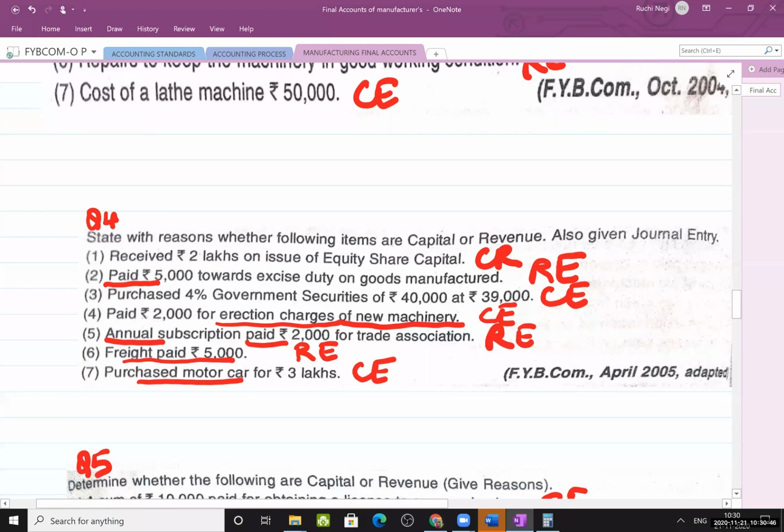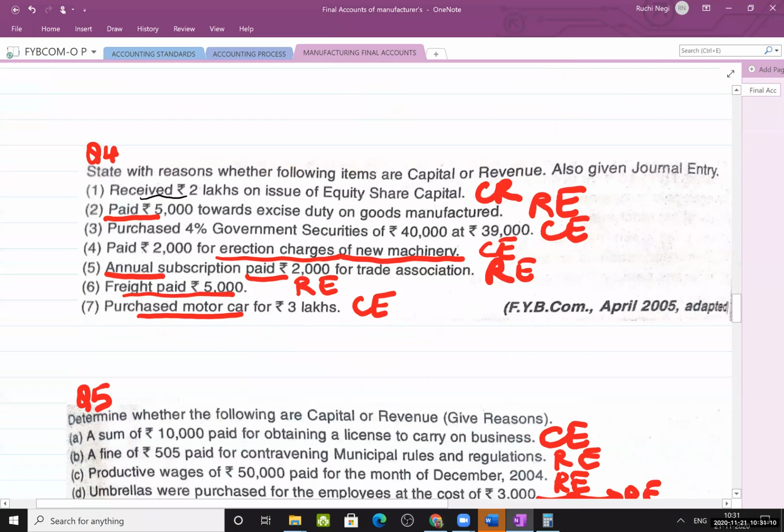Next, fourth one, state with reasons where the following items are capital or revenue. Fine. Received 2 lakhs on issue of equity share capital. Received means matlab it's a receipt. And as I told you, you cannot issue shares every year, every day. It's a non-recurring, not regular business activity. So it is capital receipt.